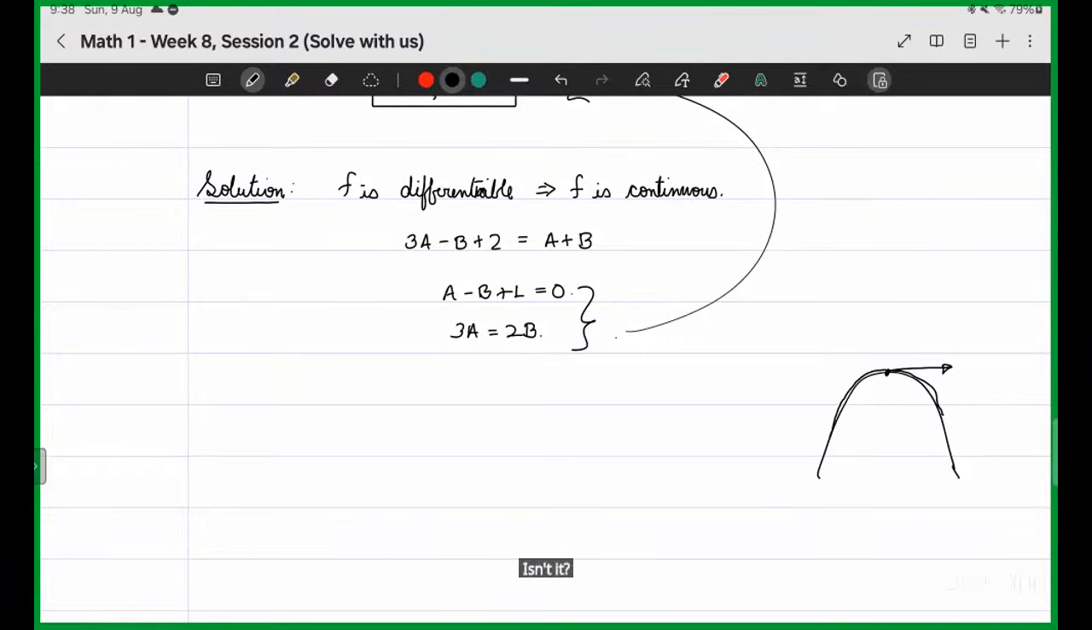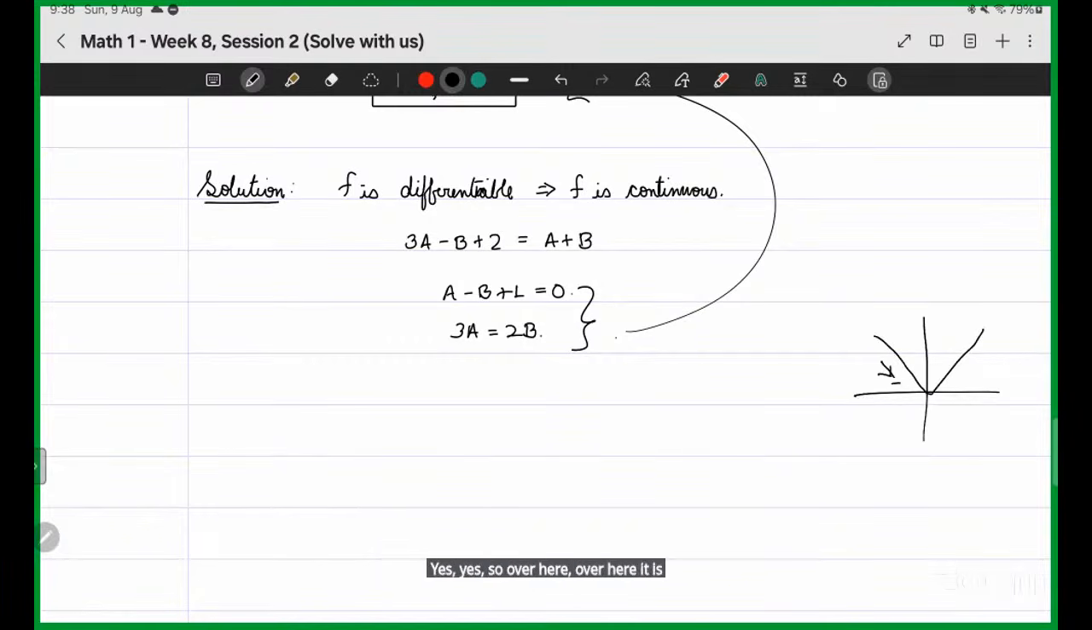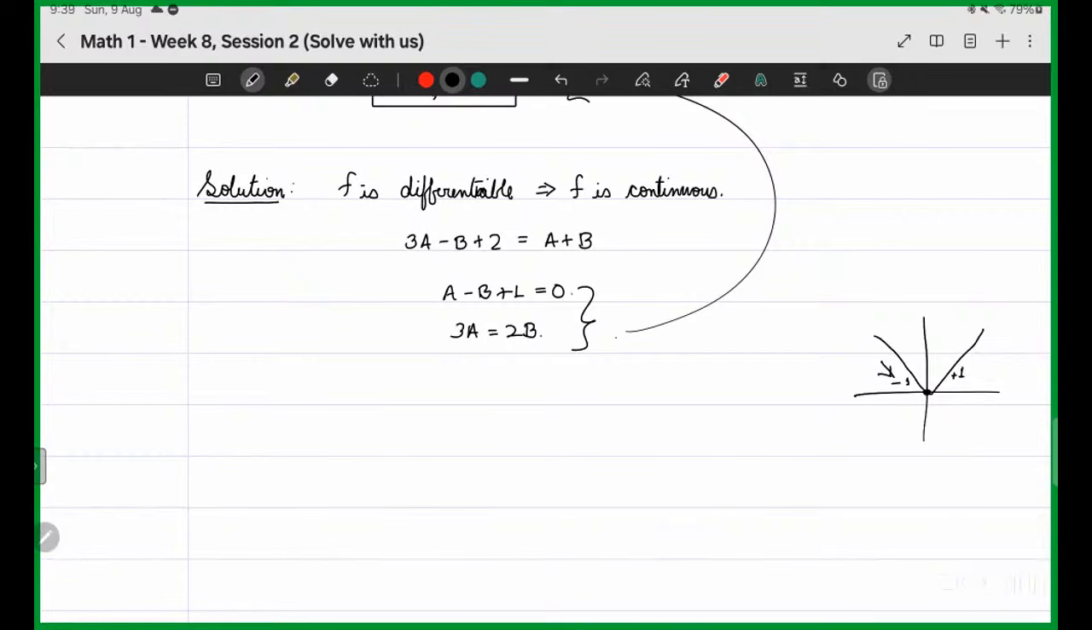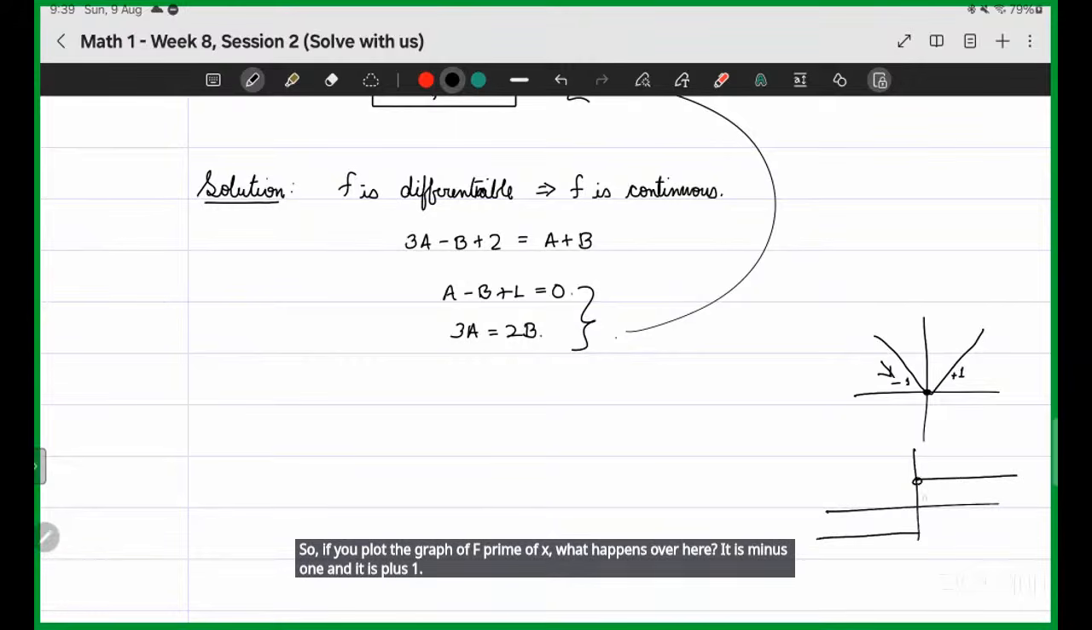But sir, then what will happen in the case of mod x? Because that is a sharp or abrupt change. Yes, so over here it is -1 all the way up until here, and then it is suddenly +1. Smoothness means there has to be gradual change. So if you plot the graph of f prime of x, what happens over here? It is -1 and it is +1. That's a discontinuous thing.